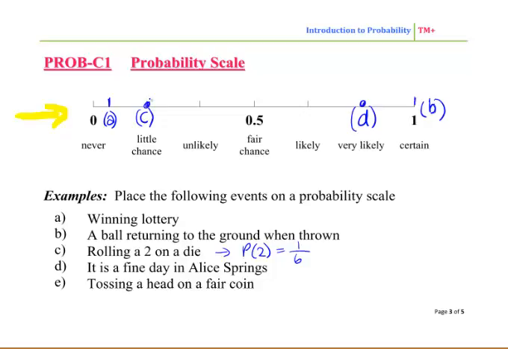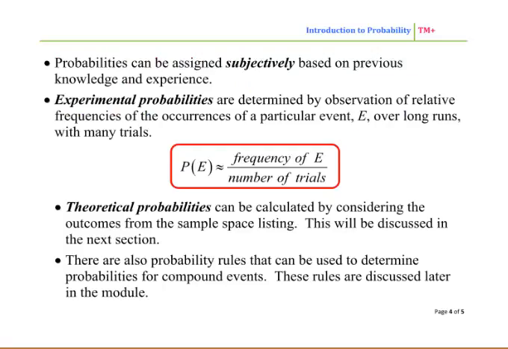Okay, last, tossing a head on a fair coin. Well, that's 0.5, a 50% chance of that happening, so that would be in the middle there. Now probabilities can be assigned subjectively, which you saw with some of those, like the probability of it being a fine day in Alice Springs, for example. Experimental probabilities, though, can be determined by observation of relative frequencies of the occurrence of a particular event E over long runs with many trials. So the probability of E would be the frequency of E over the number of trials we had.